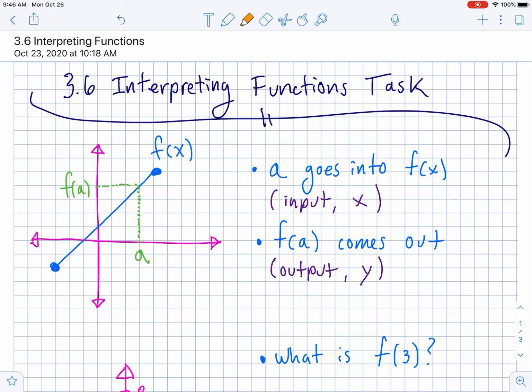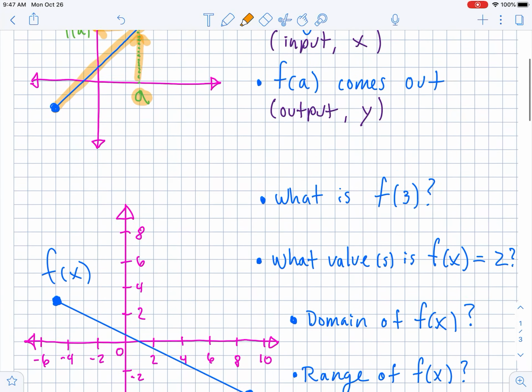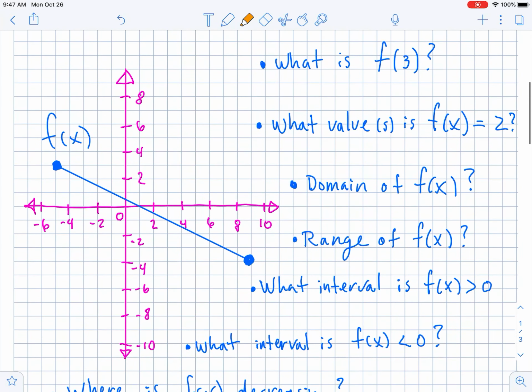First up, before we start talking about any specific examples, I just want to, in general, talk about the ins and outs of a function. So if you have some function here, f of x, it could be a line, it could be a curve, it could be anything, but if it's a function, if you put a into the function, so here's a, and if you trace it up to the line, a is the input, and then f of a is going to be the output of the function. So if you put in an x, a y comes out. If you put in an a, an f of a comes out.